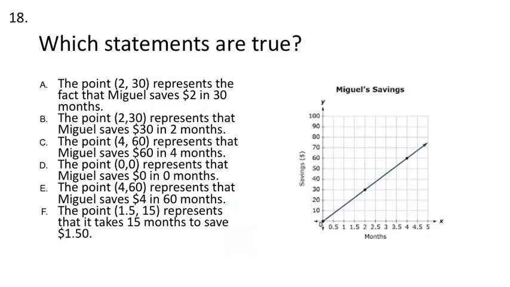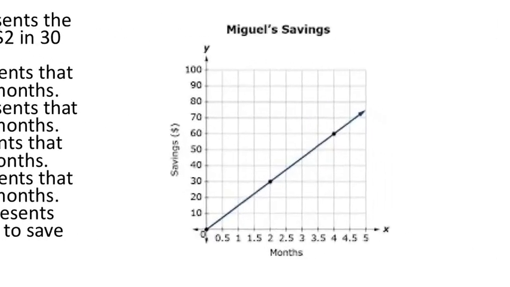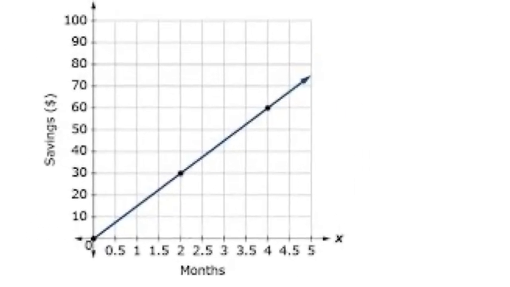Okay. For number 18, it says which statements are true. First thing I like to do here, guys, is go ahead and find my own answer. So I'm not even going to read those answer choices just yet. I just want to know what my unit rate is from the graph. So they put dots on here for you, so that's very helpful.